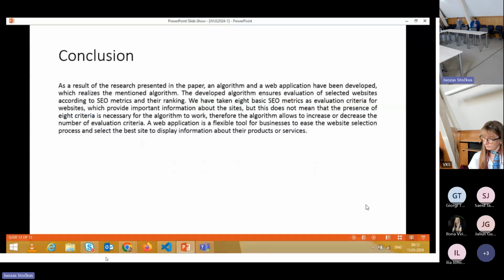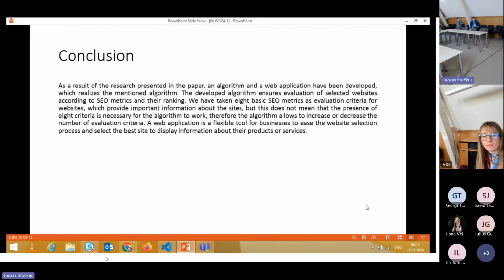And finally, as a result of the research presented in our work, an algorithm and a web application have been developed which realize a ranking algorithm. The developed algorithm ensures evaluation of selected websites according to SEO metrics and their ranking. We have taken 8 basic SEO metrics as evaluation criteria for websites, which provide important information about the sites.